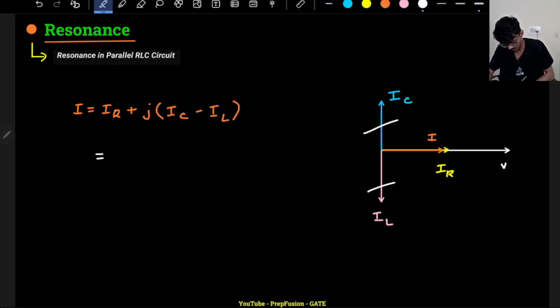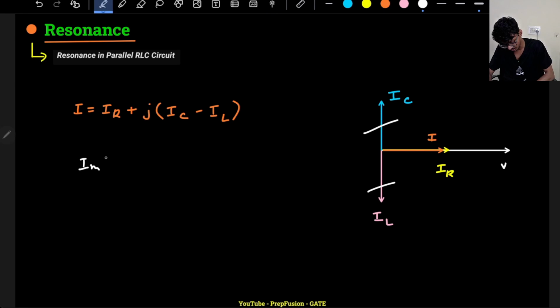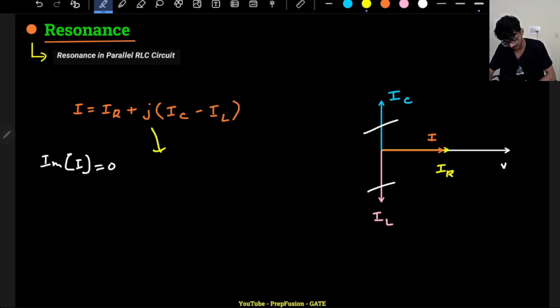So that is the case over here. Now again I want it to be purely resistive, so I want I to be equal to IR. Again, the imaginary part of the current you can make equal to 0, or from here directly you can get the admittance, that's why admittance is added.